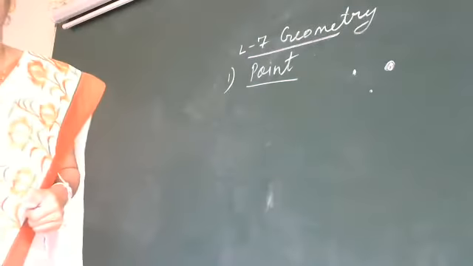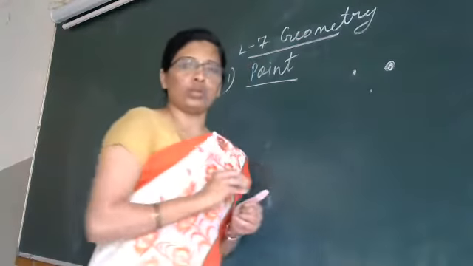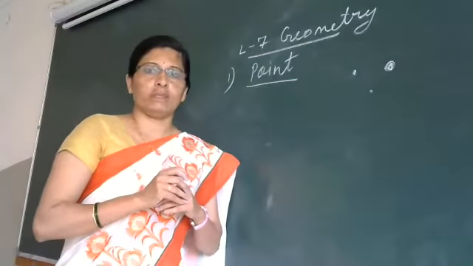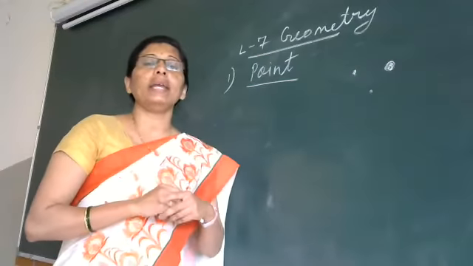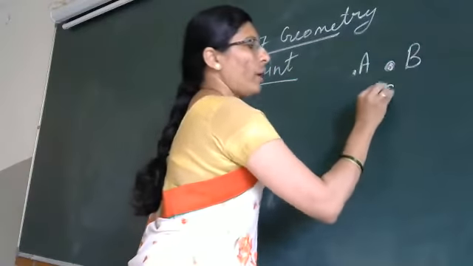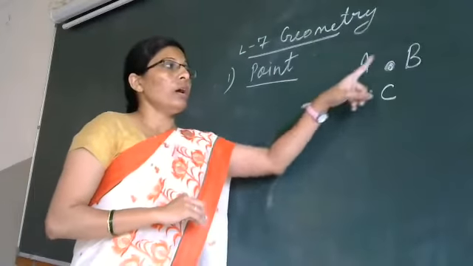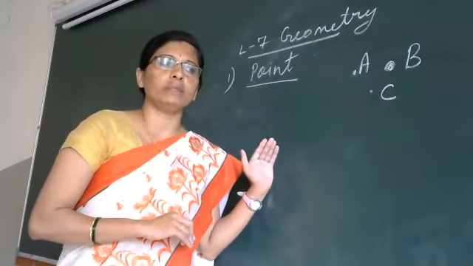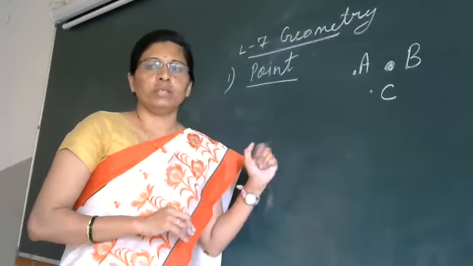So what is a point? A point is a fixed location. You can draw it as a dot also. It doesn't have a proper shape and size. And a point is denoted by any capital alphabet. Point A, point B, point C. Any capital alphabet you can use to name a point. Understood? What do you mean by point? Yes, ma'am.